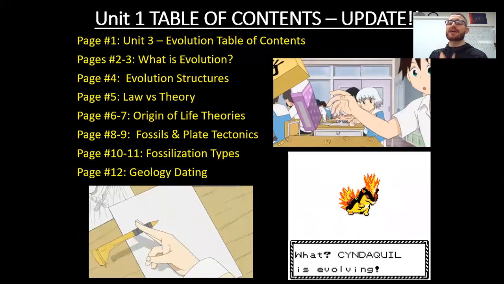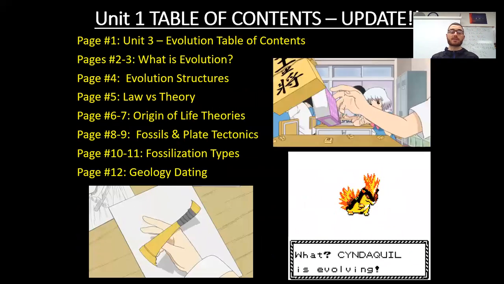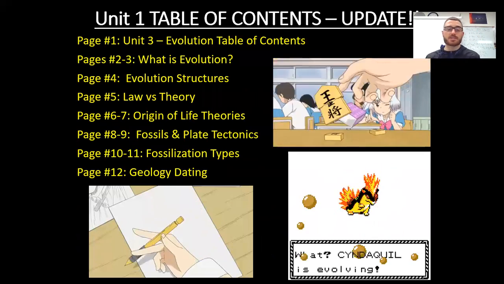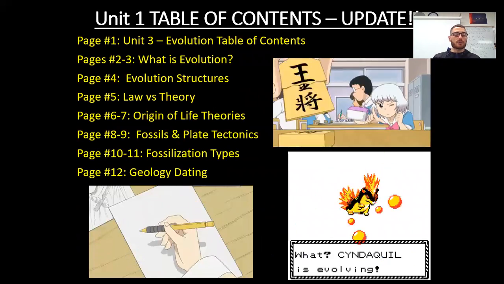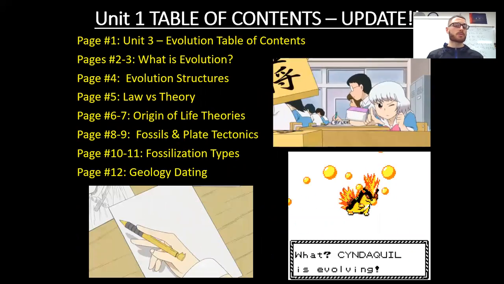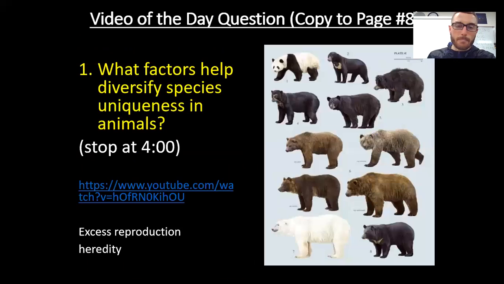Table of contents: this is the last update for the table of contents for this unit, guys. Pages 10 through 11 are fossilization types, and page 12 is geologic dating. So that concludes the table of contents for this unit. Please pause and update that.